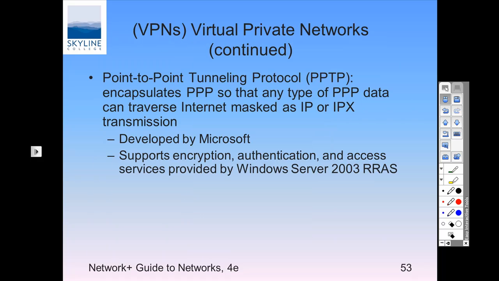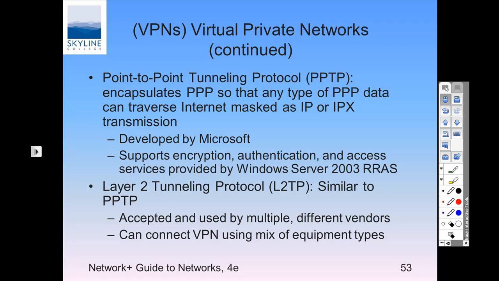Virtual circuits, virtual private network, point-to-point tunneling protocol encapsulates PPP. We have Cisco. Windows has PPTP and layer 2 tunneling protocol, two different tunneling protocols that are available, and each of them has different capabilities. Encryption, authentication, and access depend on what you want to do. Sometimes you don't want to encrypt everything. You only want to be able to verify that the other end is who they claim to be.